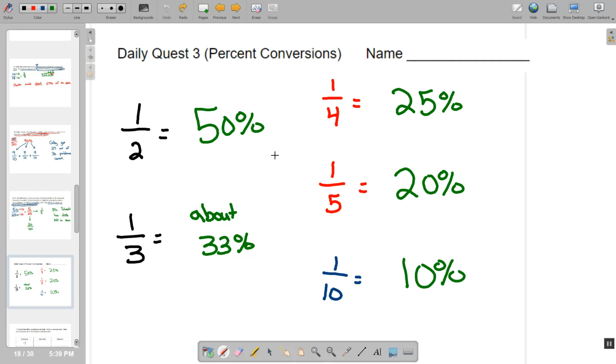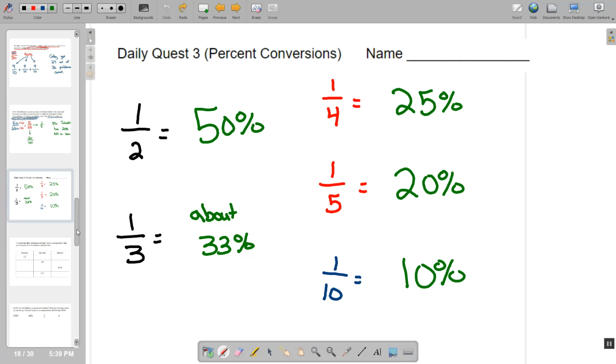Third video on converting between fractions, decimals, and percents. Once again, here are the 5 fraction to percent conversions that I want you to have memorized. They're incredibly useful if you do.